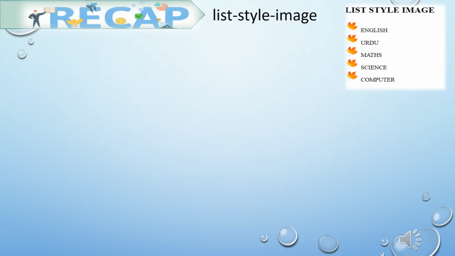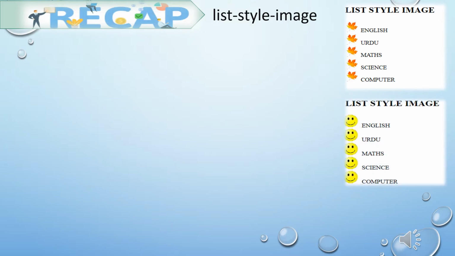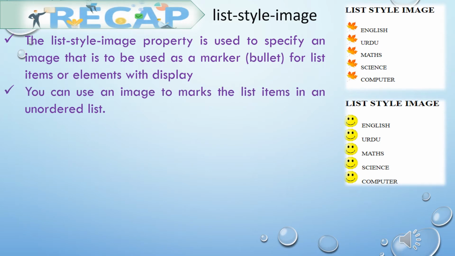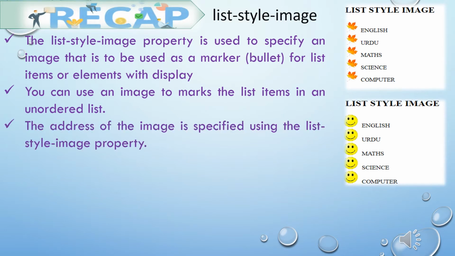In our last lesson, we learned about the list-style-image property of unordered lists. Replacing standard HTML list bullets with images can be a great way to tie them into your own theme. Placing an image as a bullet makes your site more visually appealing. The list-style-image property is used to specify an image that is to be used as a marker for list items or elements with display list-item. The address of the image is specified using the list-style-image property.